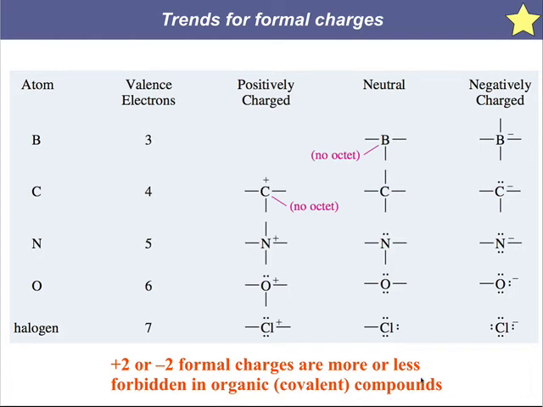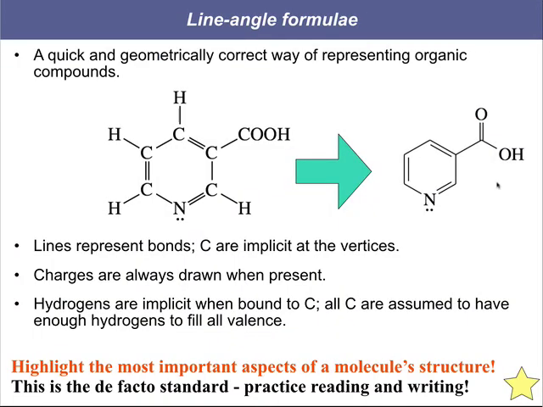One last thing I'd like to cover is that notation that I mentioned in one of the first slides, where I was showing you these molecules that had these carbon scaffolds that were drawn as lines and angles. This is a type of notation called line angle formula. It is a quick and geometrically correct way to represent these organic compounds. It's going to simplify your life a whole lot and make you very, very fast at drawing these molecules.